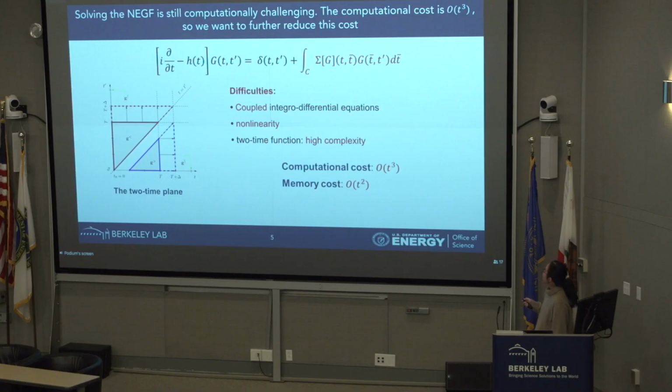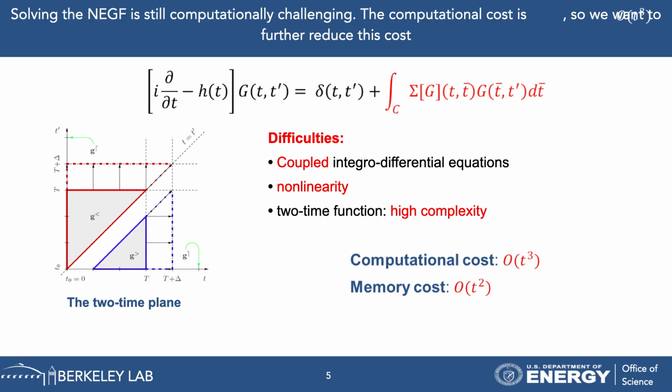And as this Green's function is a two-time function, as shown in this figure, in order to evolve from capital T one time forward to capital T plus delta T, we need to evolve both in the t direction and in the t' direction. This introduces more complexity in this problem.